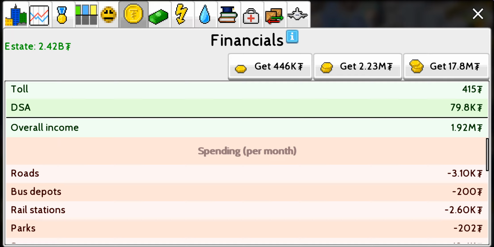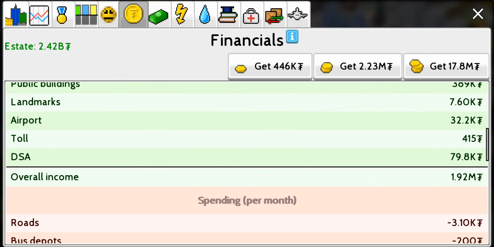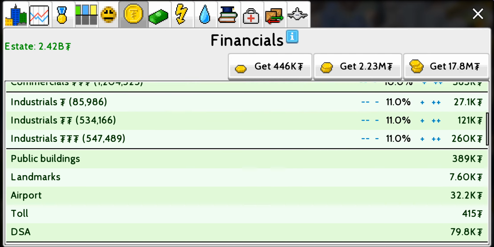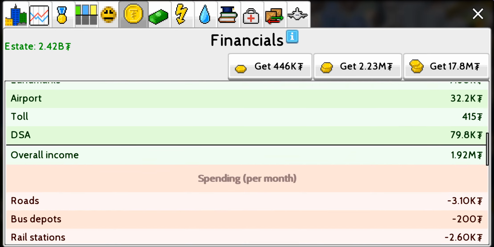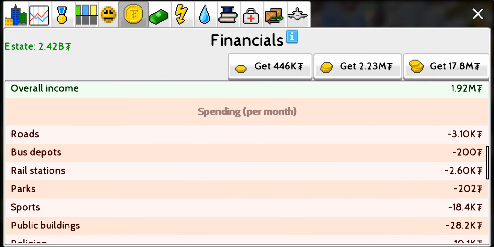So this is the economy. This is not the GDP of the city, but we can say it's the GDP of the government. This is what the city gets from its people and from everything. I suggest the developers actually calculate those percentages and bring in the actual GDP.